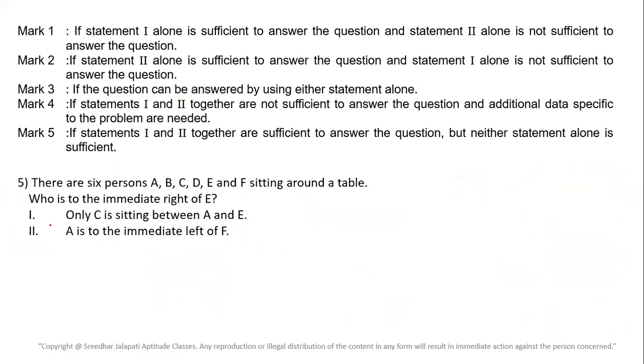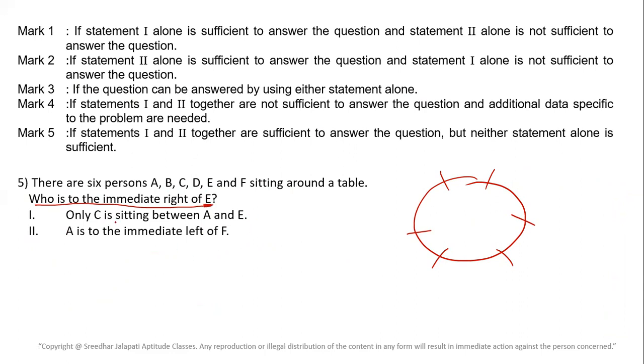Here is the question. There are 6 persons A, B, C, D, E, F sitting around a table. Now you are asked to find who is to the immediate right of F. Who is to the immediate right of F? E. Who is to the immediate right of E? So to answer this question, which of the statements is sufficient?